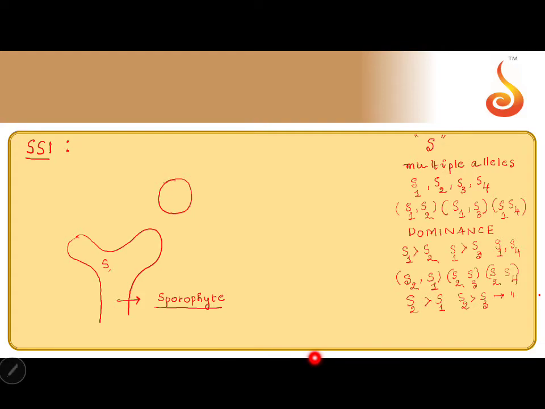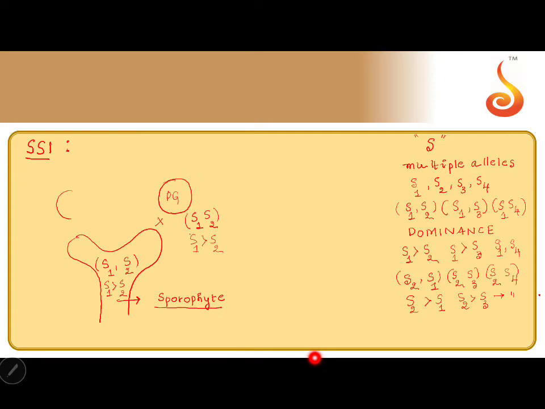In the previous case, it is codominance. In this case, it is dominance. Think that the sporophyte is of the S1 S2 allele expression. Now the gametophyte is S1 S2. If it is of the same species, then S1 is dominant over S2 in this pollen grain, and here also S1 is dominant over S2. So this will not germinate.